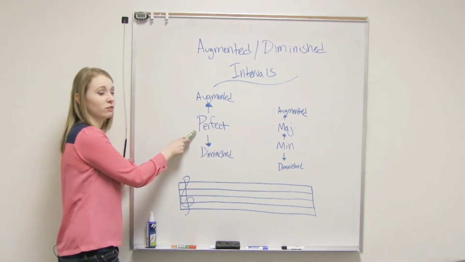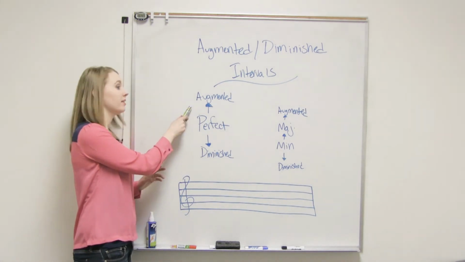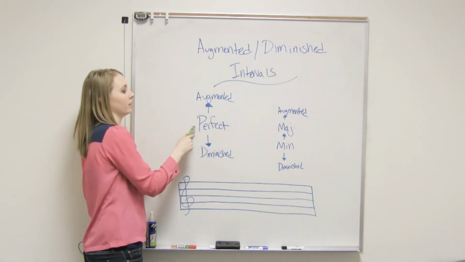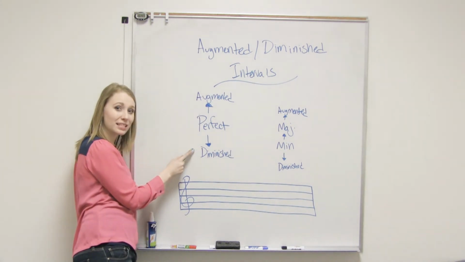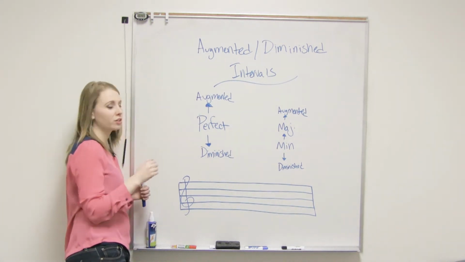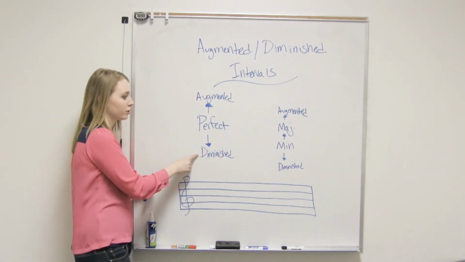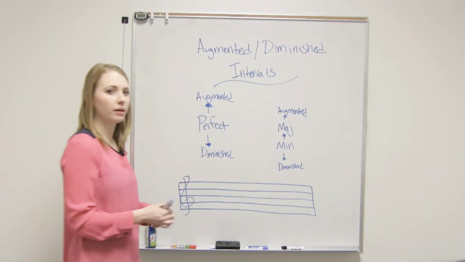When we take a perfect interval and we raise it by a half step, that interval becomes augmented. If we take a perfect interval and then we lower it by a half step, so lowering one pitch, that becomes diminished. So I'm going to show you an example of that.